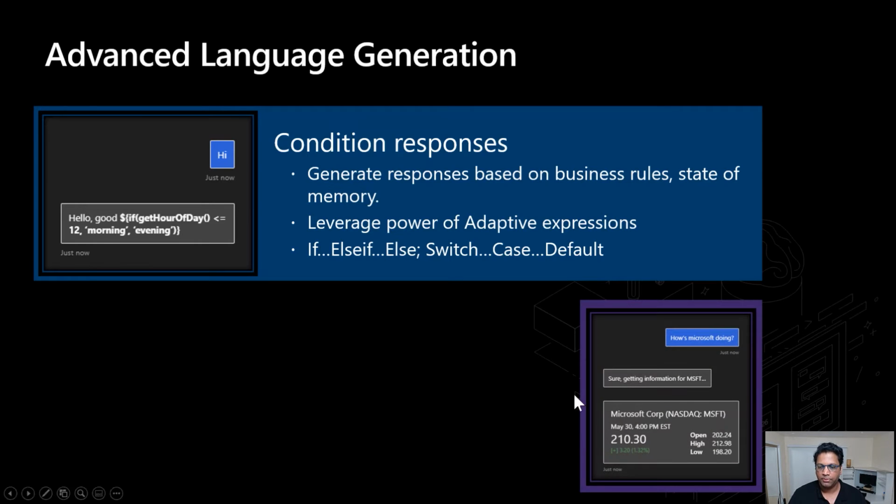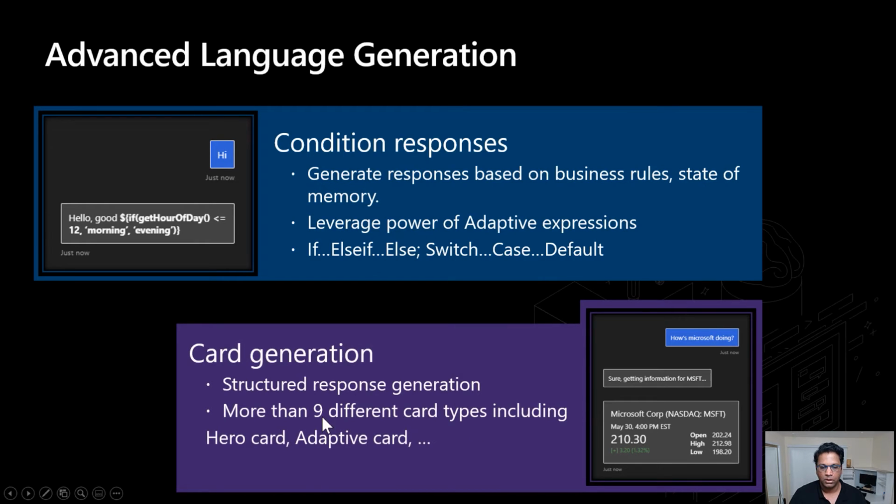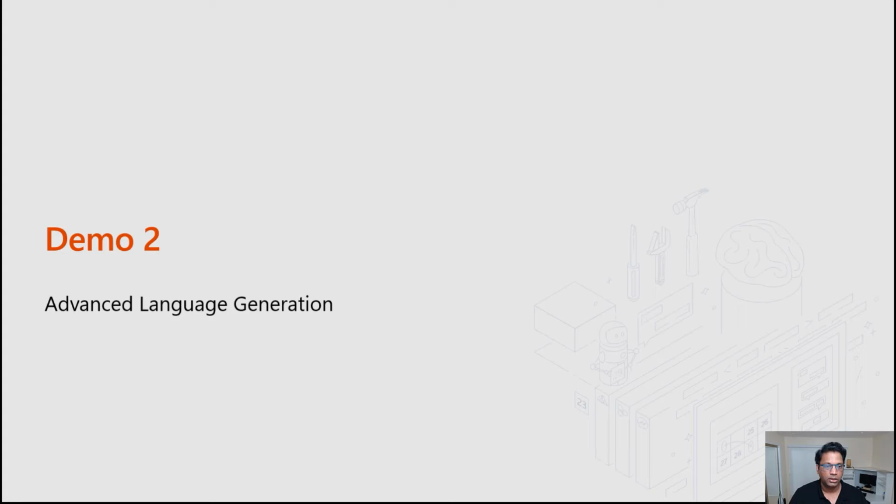Here is another example. In this case, the user asked how is Microsoft doing, and the bot is looking up the stock price for Microsoft and came back and rendered a card. Let's jump into demo 2, where you will learn about how to add these advanced language generation capabilities to the birthday bot.